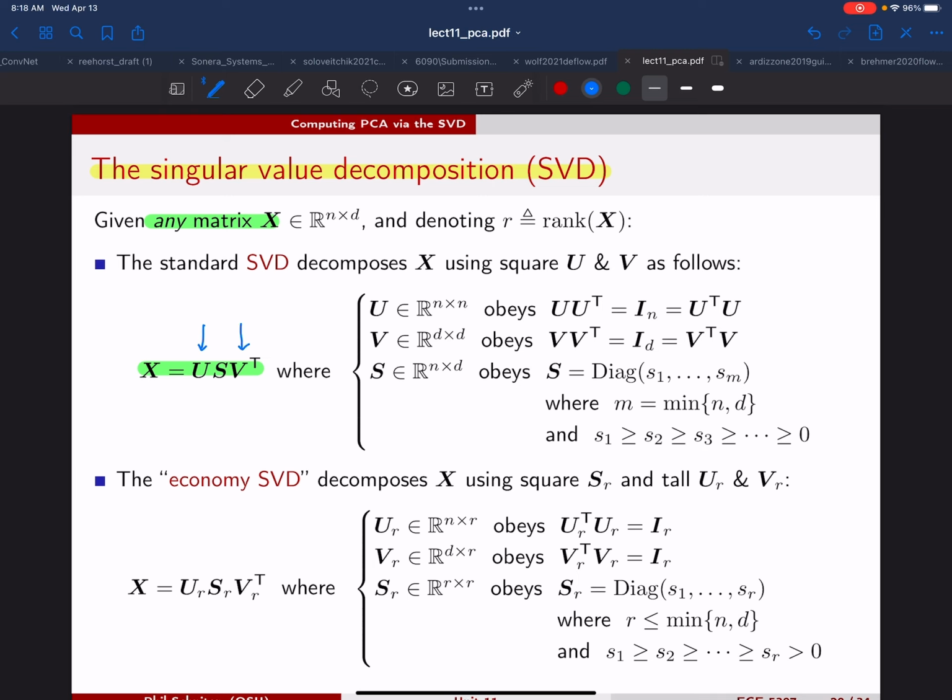Okay, so both of these are orthogonal matrices, which we can think about as rotations. And then the S is a diagonal matrix, which we can think about as coordinate-wise scaling. Now there are actually 2 forms of the SVD. They're the same conceptually, but they differ in the details. We have what I'll call the standard SVD and the economy SVD. In the standard SVD, X and S are the same size, and U and V are square.